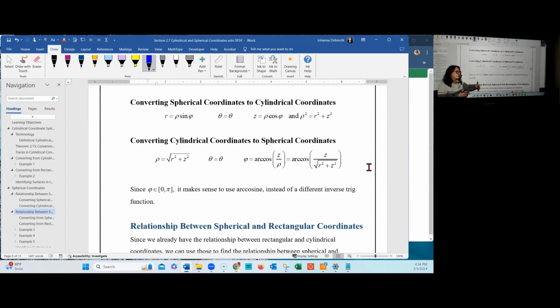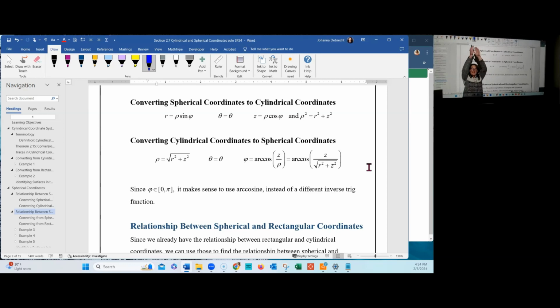To go in the reverse direction from cylindrical to spherical, that means that I'm starting with r, theta, and z, and I need to get back to rho. Well, r squared plus z squared is rho squared, so rho is always a positive distance coming from the origin to the point, and that would be the square root of r squared plus z squared. Theta stays the same, and I'm using the same relationship here, but solving for the angle phi using arc cosine.